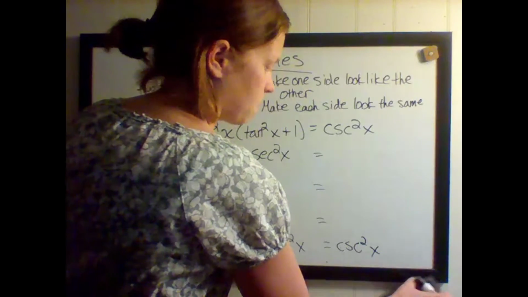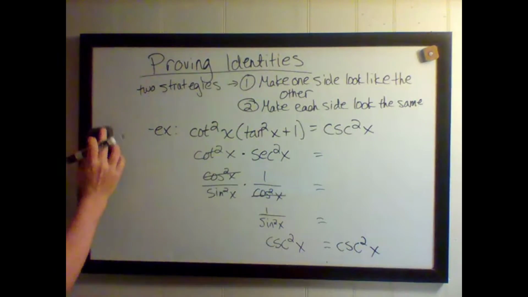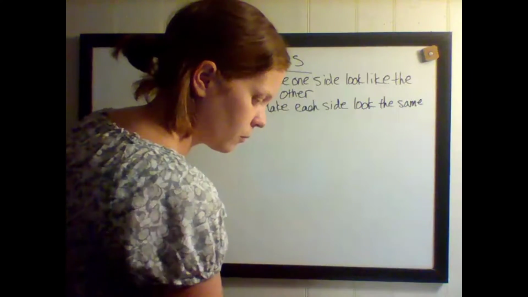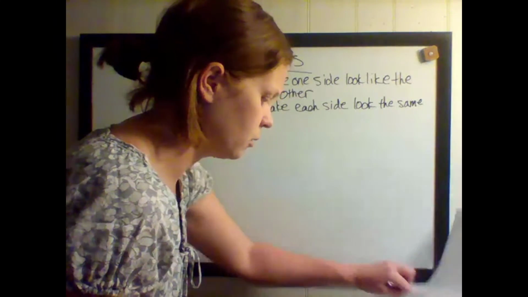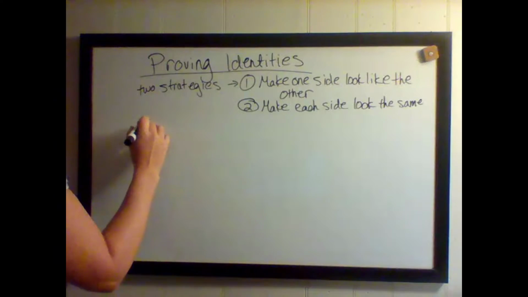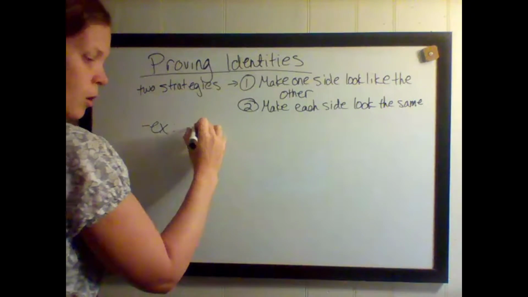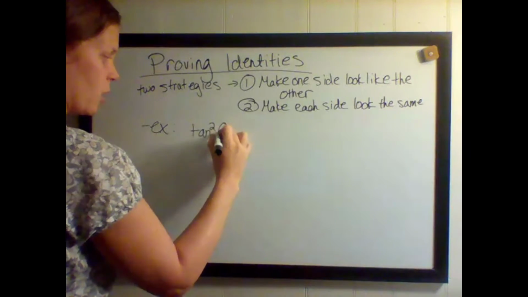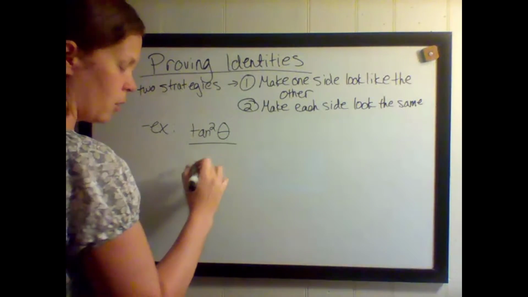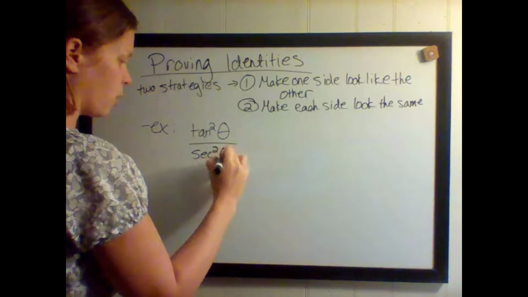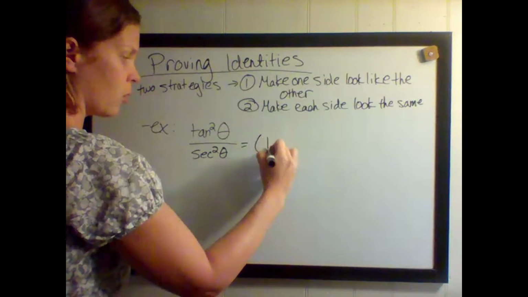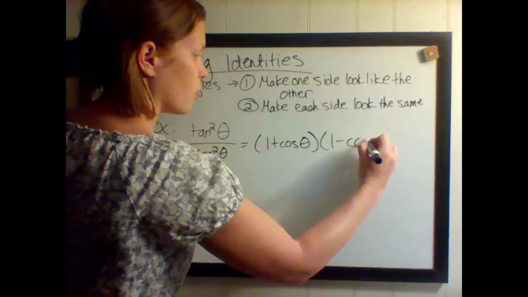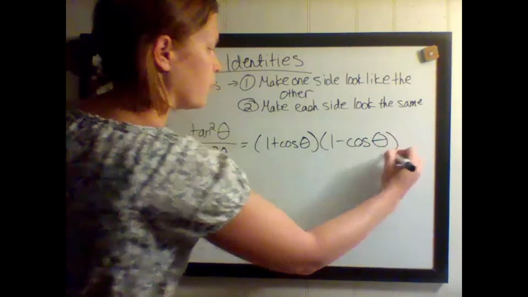Let's do another one. So now the next one, let's do tangent squared x. Well, let's use theta this time. Tangent squared theta over secant squared theta equals 1 plus cosine theta times 1 minus cosine theta.